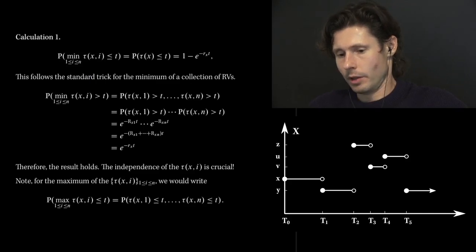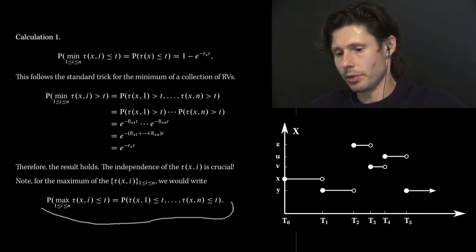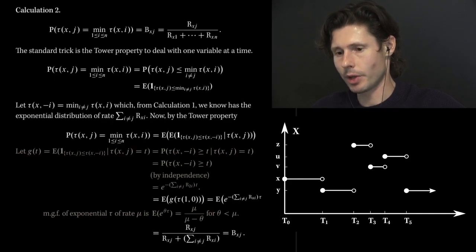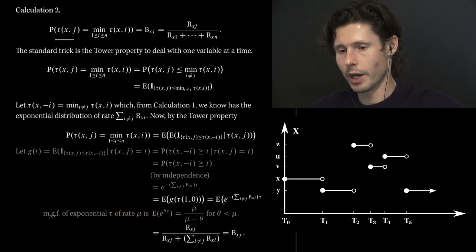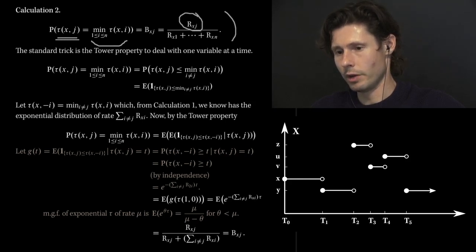This is a quick note. For the maximum, we would actually do something like this. We look at the survival probability when we look at the minimum, and we look at the CDF when we look at maxima. But that's just a separate note. And here's the big calculation for figuring out which one of them won. How do we know that exponential j, clock j, wins? We would need to have its waiting time be the smallest of all of them. And that's going to turn out to equal this ratio. You take the rate for the winner, Rxj, and divide it by the sum of the rest.